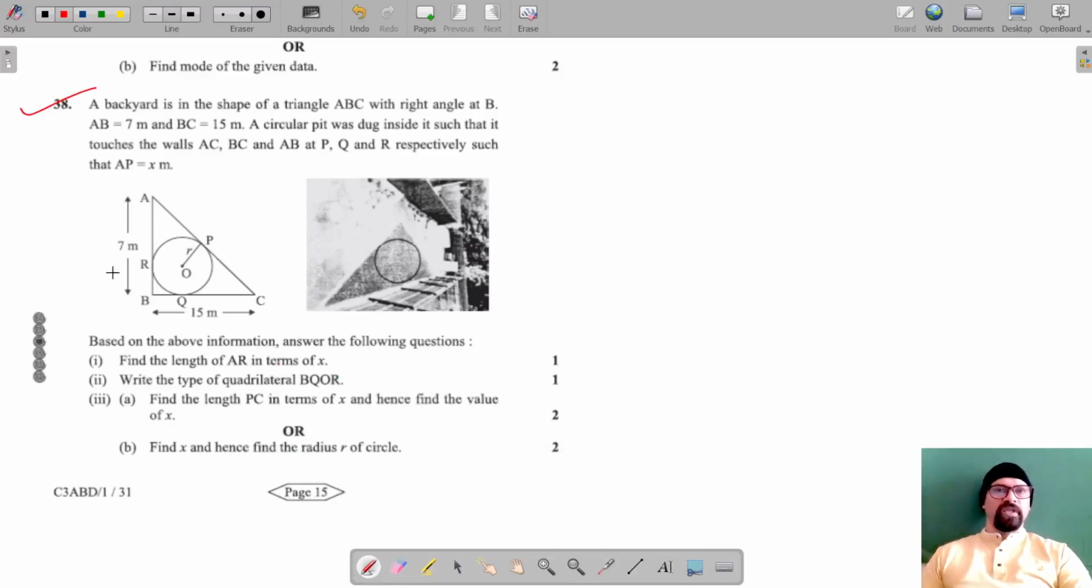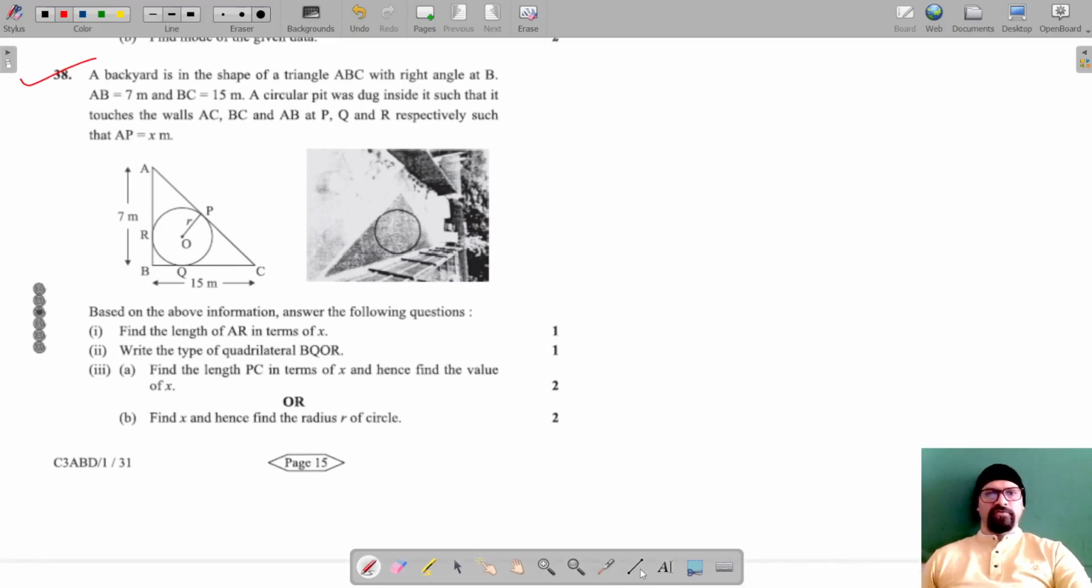For the last question of this question paper, it's given that a backyard is in the shape of a triangle ABC with right angle at B, with AB 7, BC 15, and a circular pit was dug inside it so that it touches the walls AC, BC, and AB at P, Q, and R respectively. And AP is equal to X. Based on the above information, we have to answer the following questions.